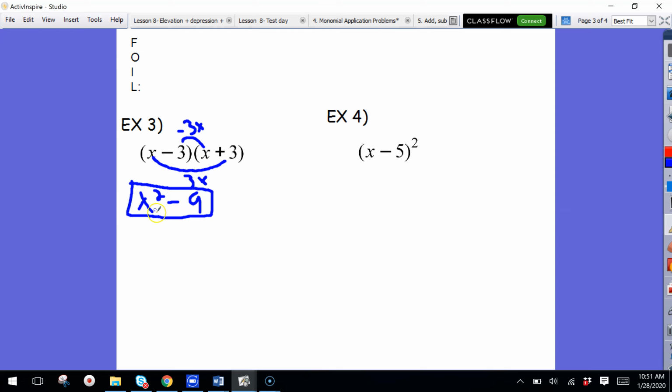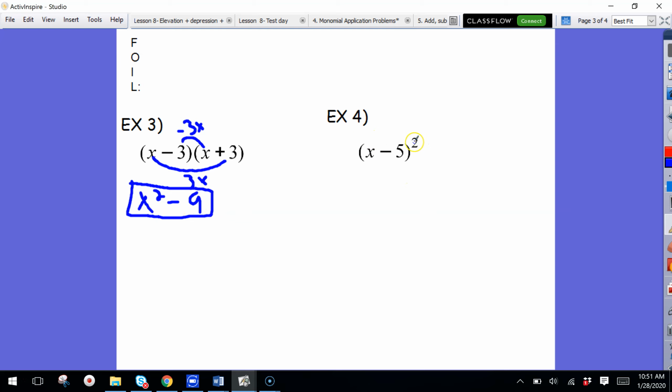So this is a pretty special thing that happens. Whenever you have the same two terms but a different sign, your outer and your inner are going to be the same thing with a different sign, and they're going to cancel. So we call this the difference of two perfect squares, because you have a perfect square minus a perfect square. So 9 is a perfect square because 3 times 3 gives you 9, and you're subtracting this.